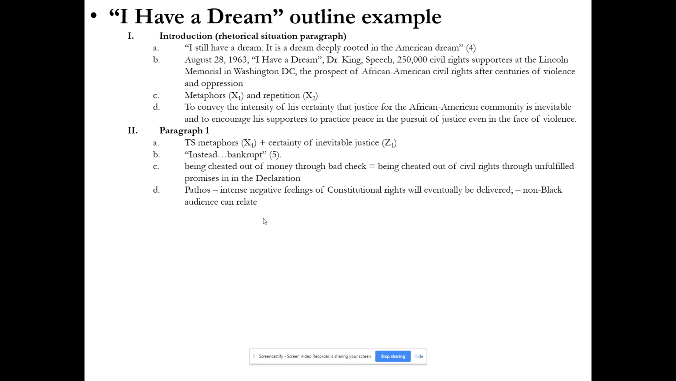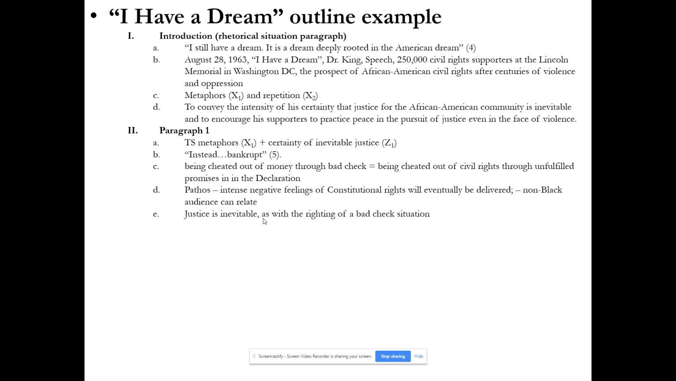There are these intense negative feelings of someone promising you that they have the money and them not actually having it. I'm sorry, I think there's an error here. And that's sort of similar to constitutional rights or rights promised by the Declaration of Independence that have yet to be delivered, or that are coming back like a bad check.